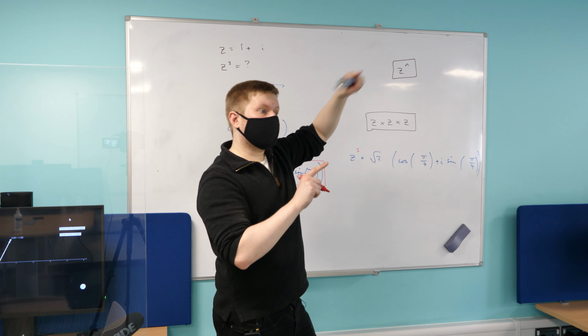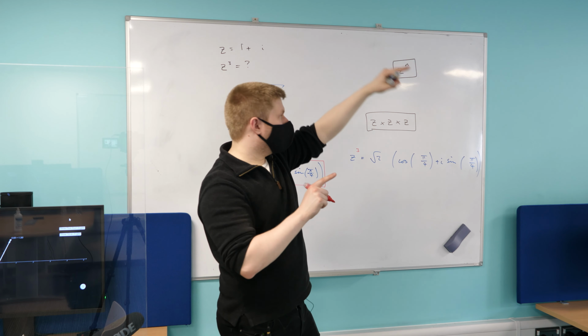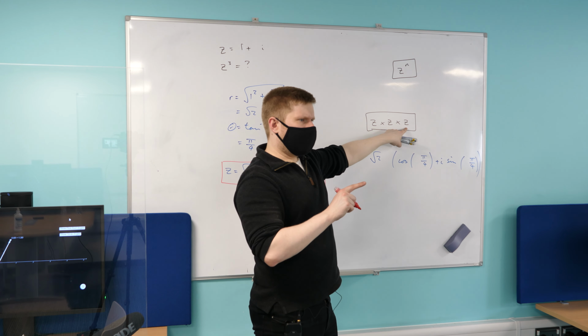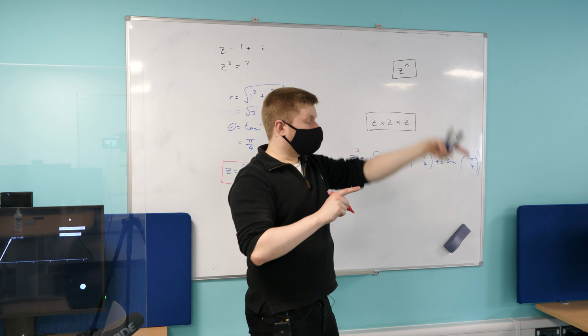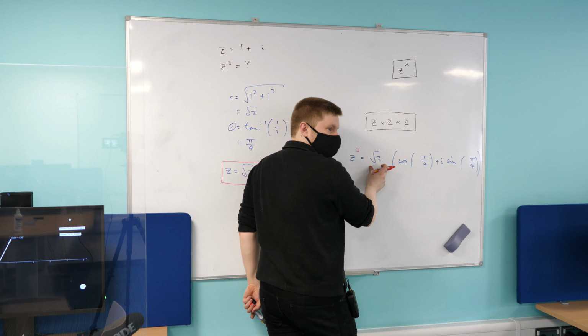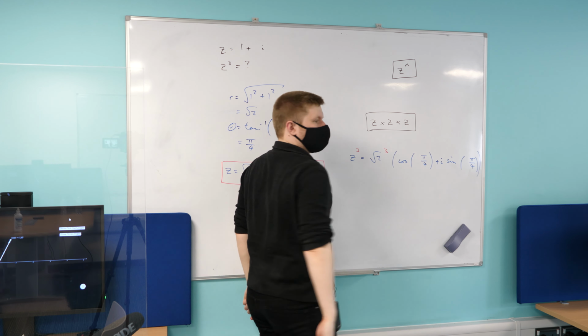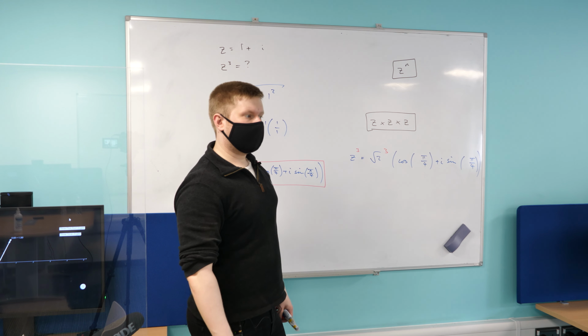Good, because I've taken root 2 and multiplied it by another root 2. So if I multiply by root 2 again, where am I going to end up? 2 root 2. 2 root 2, perfect. So literally I've just taken this modulus and multiplied it by itself 3 times. That make sense? Yeah.